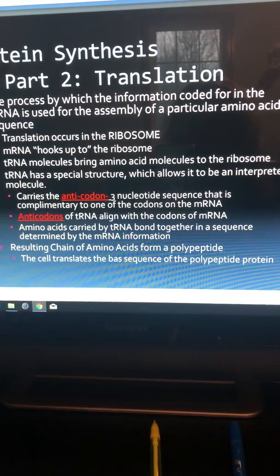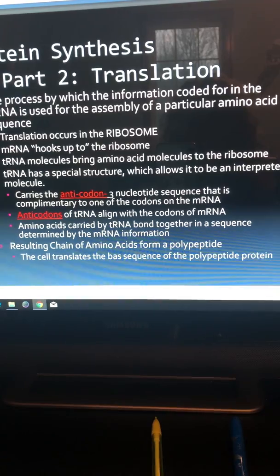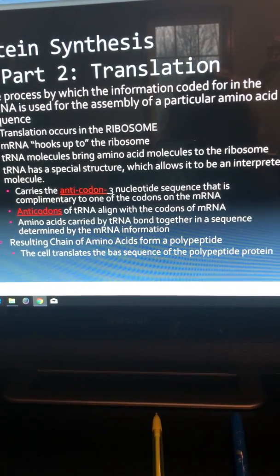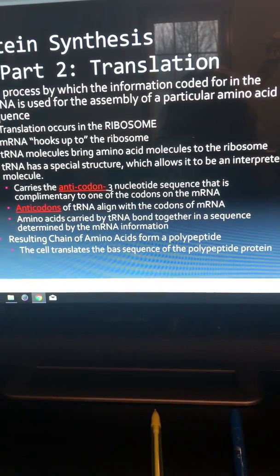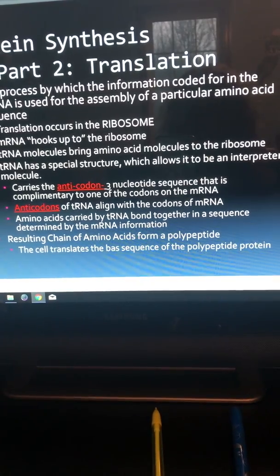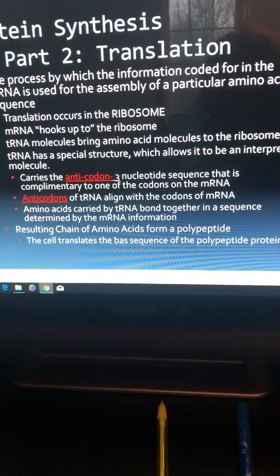It's been transcribed, and you need that to make a sequence of amino acids. We're going to result in a chain of amino acids that are going to form a polypeptide. The cell translates the base sequence of that polypeptide protein, and that should say base. There was a typo in this online PowerPoint.